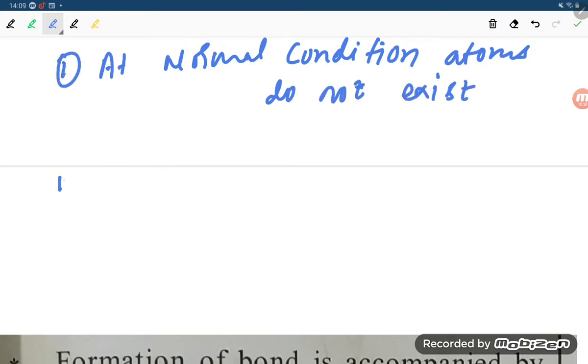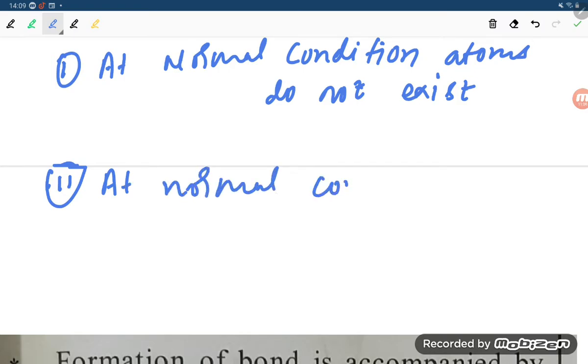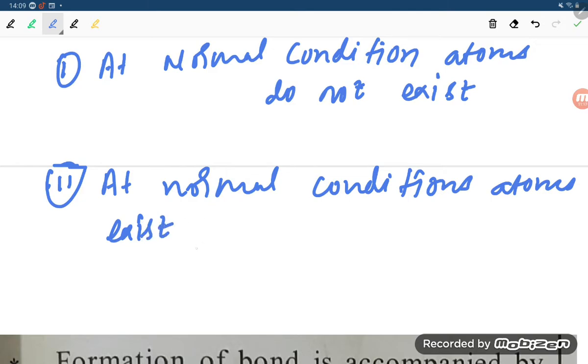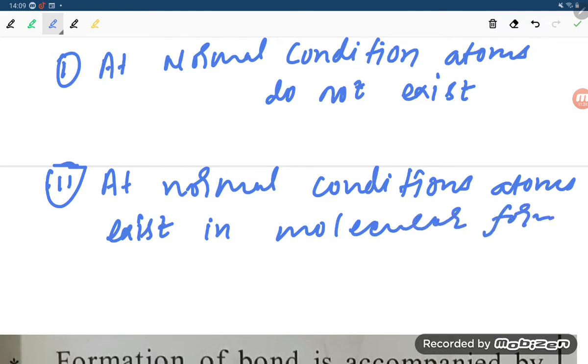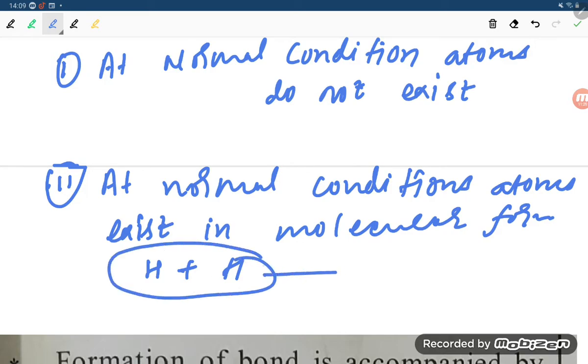This is the first point. Second point: at normal condition, atoms exist in molecular form, okay. So that is what they are saying, student. If you are talking about hydrogen, it does not exist as a single atom; it will always exist in the form of an H2 molecule.